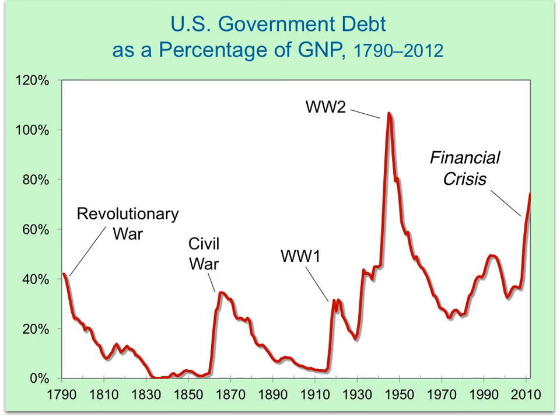Look at the graph, you'll realize that government debt increases, the debt to GDP ratio increases during the Revolutionary War, Civil War, First World War, Second World War, and the financial crisis too. Okay.